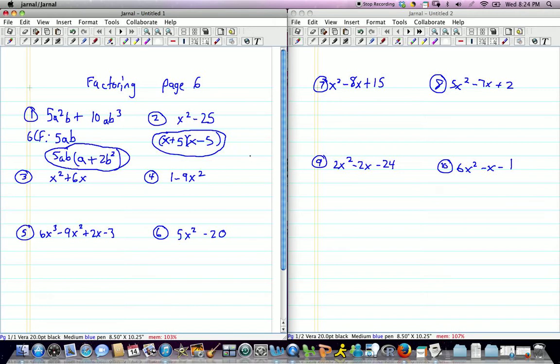When you notice that something satisfies the difference of squares pattern, it will always be this pattern. It will be take the square root of the first term and put it first, take the square root of the second term, put it second, put a plus, put a minus, you're done.